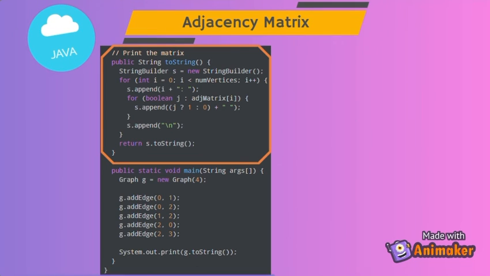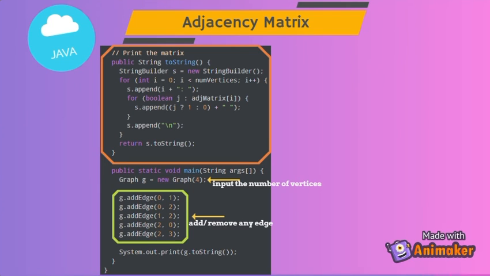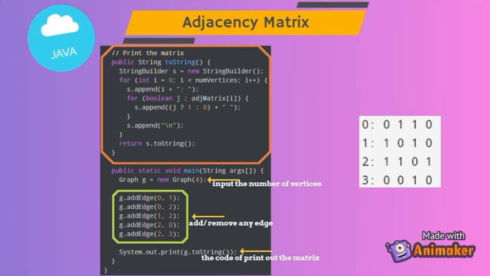Print the matrix. Here, input the number of vertices of the graph. Here, we can add or remove any edges of the graph. Finally, the code prints out the matrix. Finally, print out this result.